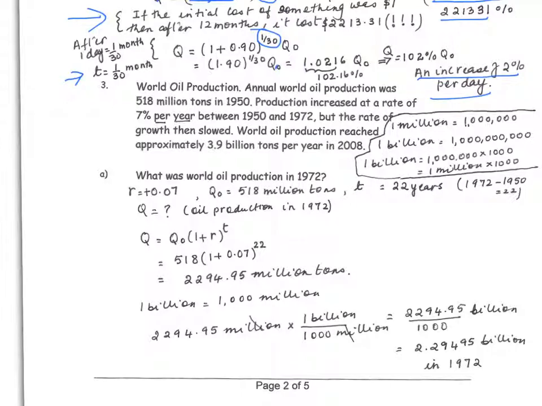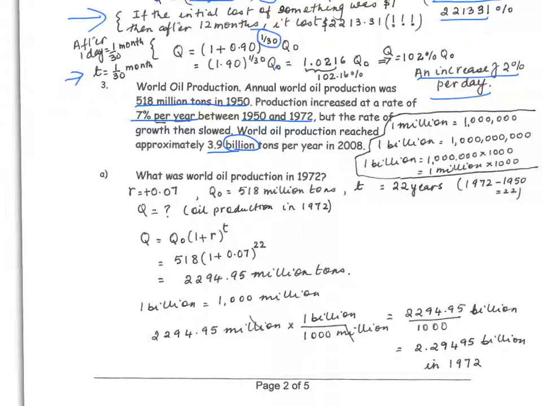So the annual world oil production was 518 million tons in 1950. Production of oil increased at a rate of 7% per year. So the units here for time are years between 1950 and 1972. But the rate of growth then slowed, and the world oil production reached approximately 3.9 billion tons per year in 2008. What was the world oil production in 1972?